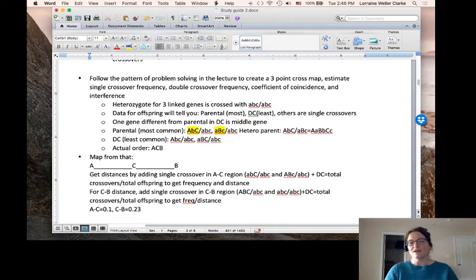And then you get your expected double crossovers, which is going to be 0.023. It's a tenth of that. You just move the decimal over 1. There you go.